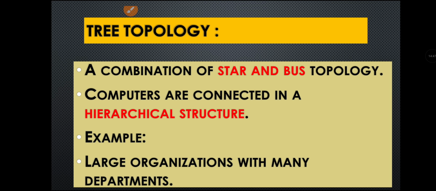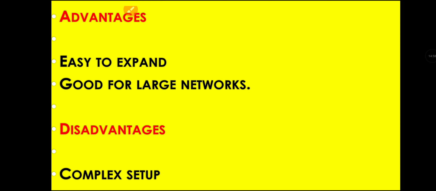And we use tree topology in large organizations with many departments. Whenever we are talking about large organizations, if there are many departments, in that case we use tree topology. What is the advantage? It is easy to expand. When we want to expand, tree topology is very useful, and it is very good for large networks. And the disadvantage is that it is a complex setup. I mean, the setting up is not that easy.